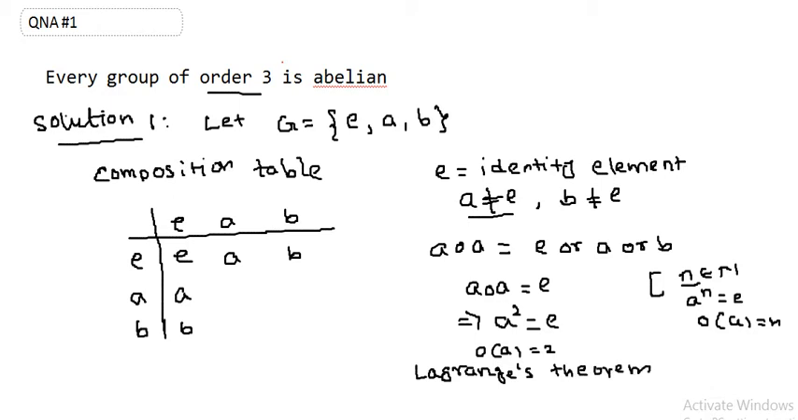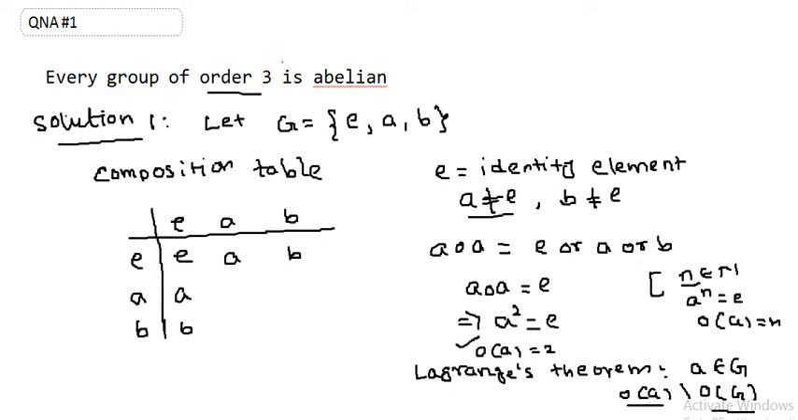So Lagrange's theorem says that each and every element of a group, so if A is an element of the group G, then the order of A must divide the order of the group. From the application of Lagrange's theorem, we can say if A is an element of the group G, then the order of the element divides the order of the group.